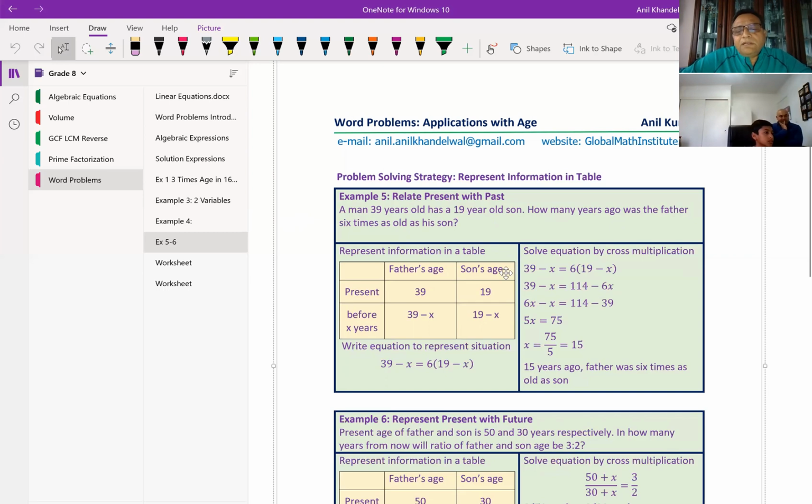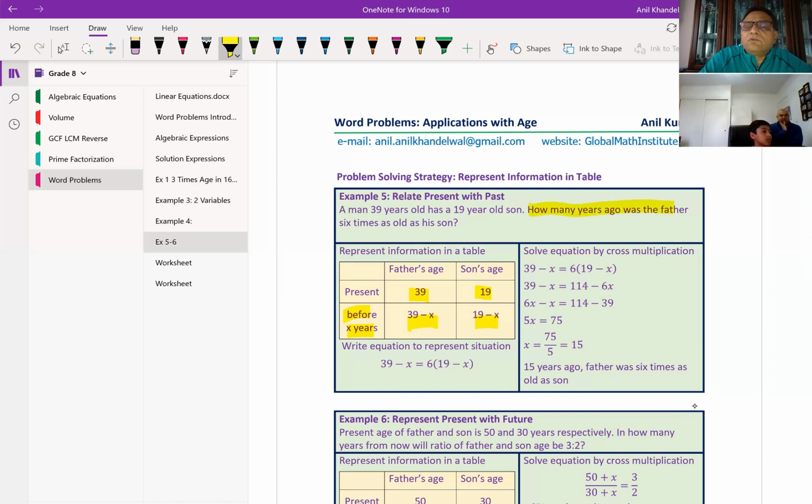So you can make a table in that you can say, well, father's age and son's age right on the top. Presently, they are 39 and 19. That is your present age, correct? Yes. When we say 6 years before, x years before, you take away x from each, correct? Yes. And then you look into the question.